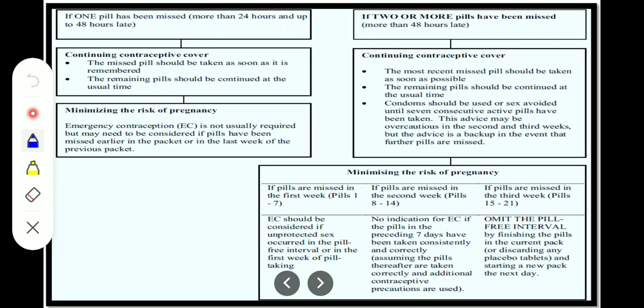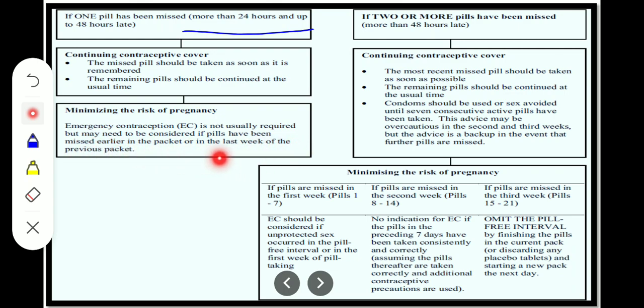Now, this chart is very important for advice regarding contraception. If the patient has missed one pill, more than 24 hours and up to 48 hours late, then she will have to continue contraceptive cover. The missed pill should be taken as soon as it is remembered. The remaining pills should be continued at the usual time. So missing one pill is not a big problem. What to do in order to minimize the risk of pregnancy? Emergency contraception is not usually required, but may need to be considered if the pills have been missed earlier in the pack or in the last week of the previous pack.